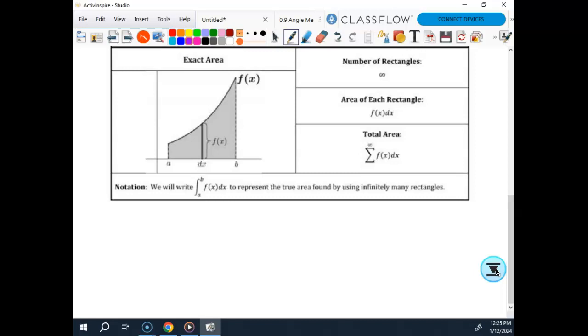We are going to change the notation a little bit to this looking thing right here, which is literally called a long S. So we're going to do long S problems. Get it? Yeah. I know. Say it really fast. We're going from A to B. This gives us our interval, and this is just the area of the rectangle. Okay? And long S problems. So we will write that eventually to represent the true area found by using infinitely many rectangles. Okay? Still working on Riemann sums here. All right, I know. So funny here.